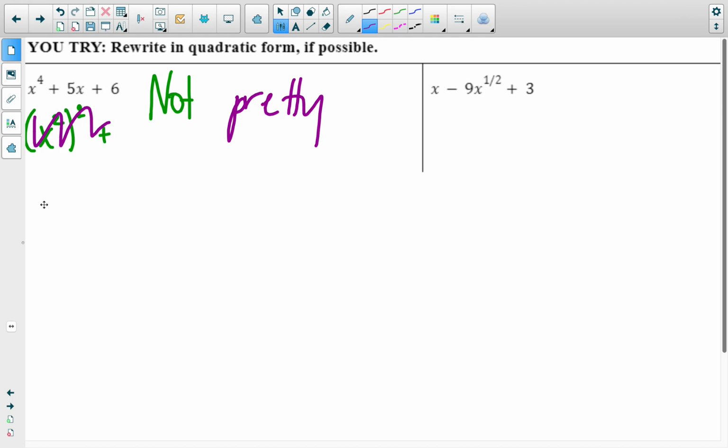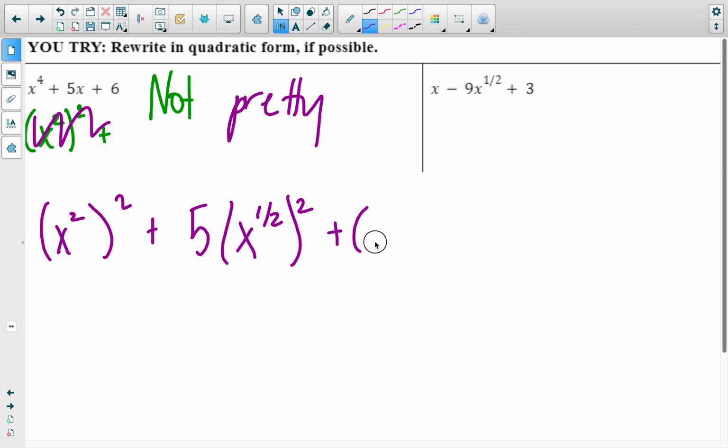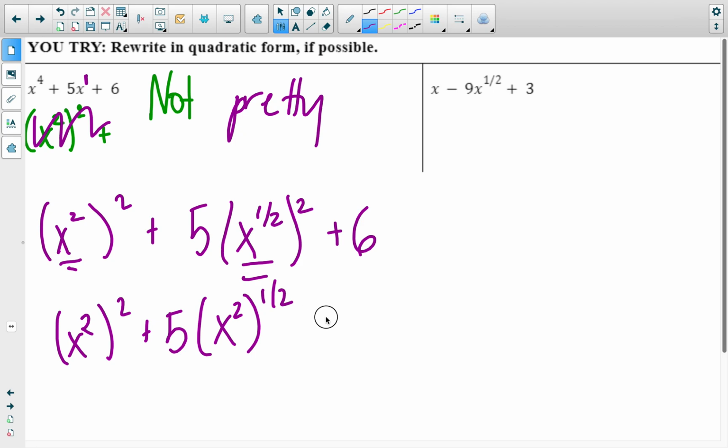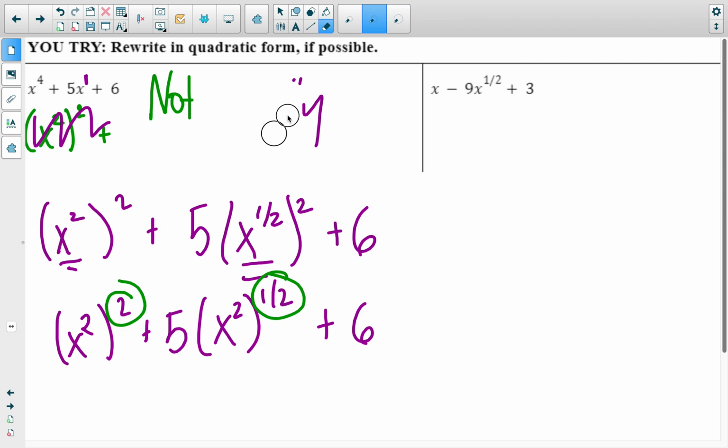Let me move my writing a little bit down. x squared squared plus 5 times x to the 1/2 squared plus 6, right? That power to a power, 1/2 times 2, still gives us that degree of 1 that we need. But the problem here is that these are not the same. So what if we try x squared squared plus 5 x squared to the 1/2 plus 6? Well, now we're in a pinch again because we're not quadratic. So instead of not pretty, it really is just not possible.